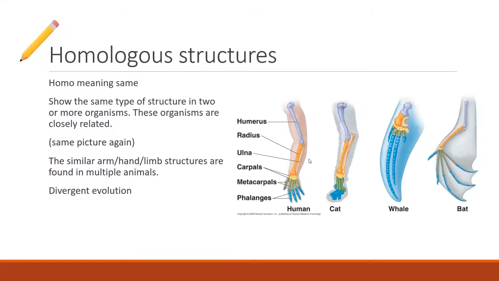Now, because these are different, we know they are caused by divergent evolution. As time has gone on, it's been more beneficial for whales to have long fingers to use as part of their flippers rather than short fingers for picking things up like in a human. That's caused by divergent evolution. We also know that even though there is divergent evolution, because both whales and humans have this arm with fingers and bones, they must be related. All four of these animals were related at some point. They're relatively closely related.